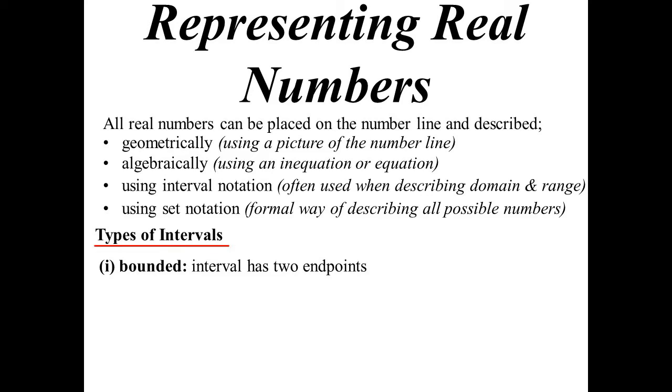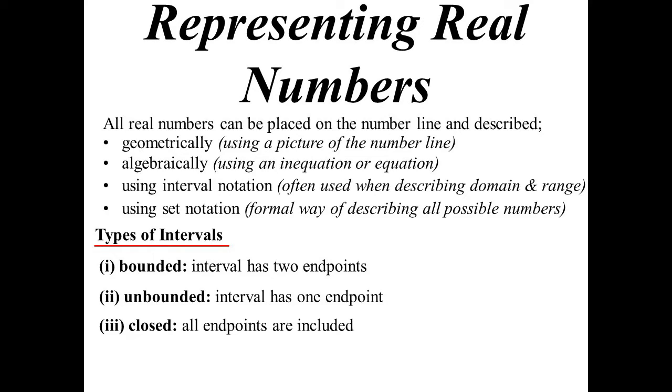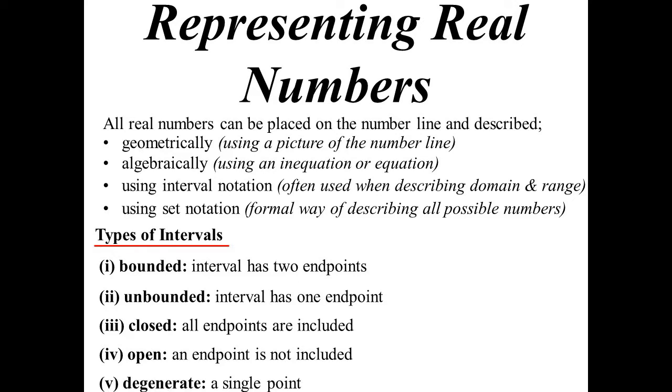So types of intervals, what sort of intervals can we have? We can have what's called a bounded interval, and that's where an interval has two endpoints. Unbounded will have only one endpoint. Closed means all of the endpoints are included. And open means at least one of the endpoints is not included. And then we have a degenerate, which is just a single point. That's what we call a degenerate.